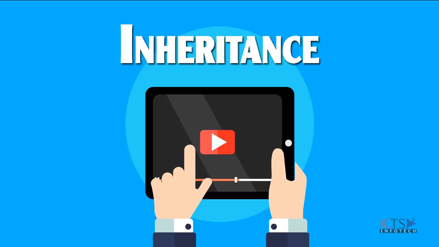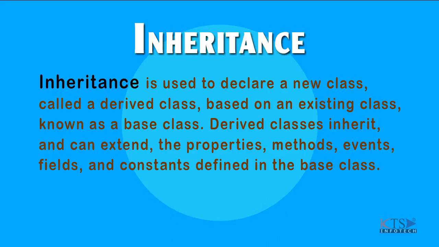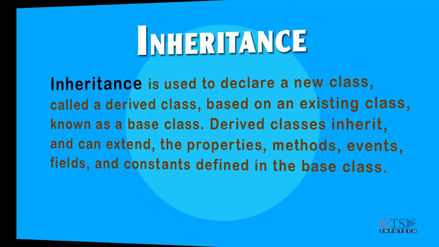Inheritance. Inheritance is used to declare a new class called a derived class, based on an existing class, known as base class. Derived classes inherit and can extend the properties, methods, events, fields and constants defined in the base class.